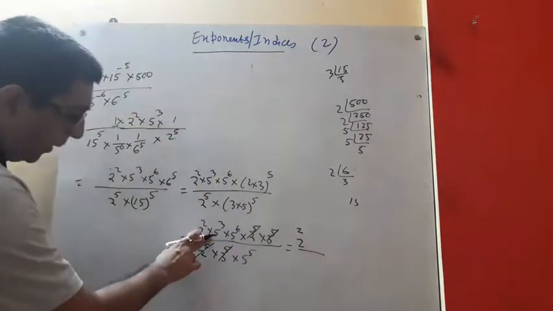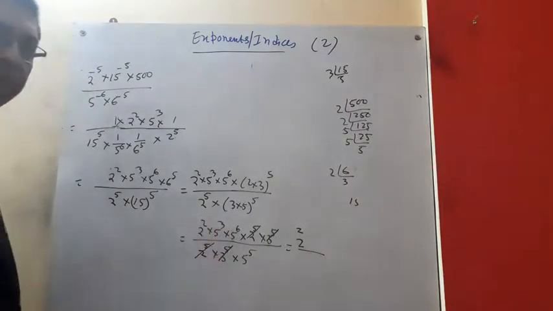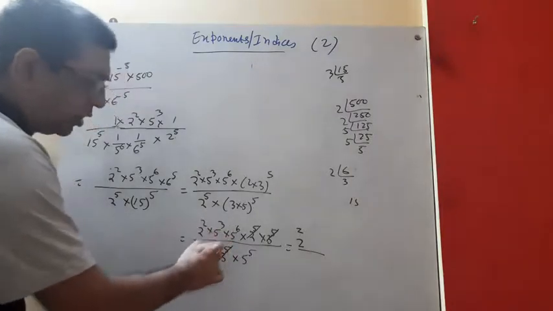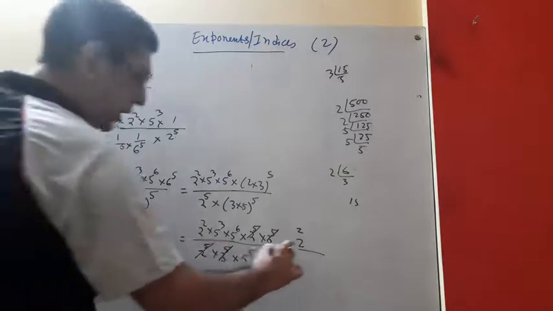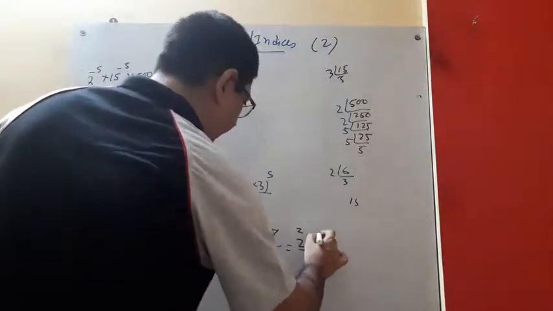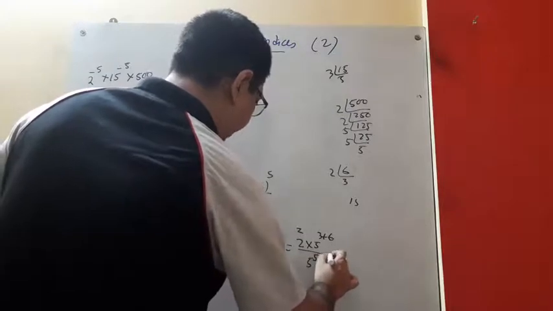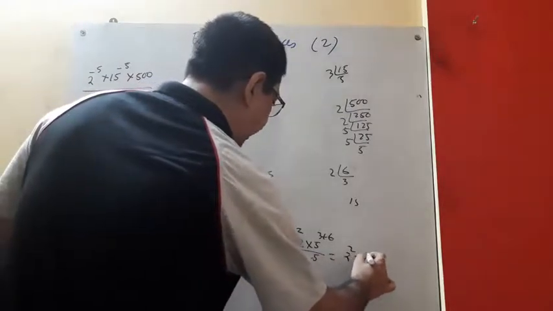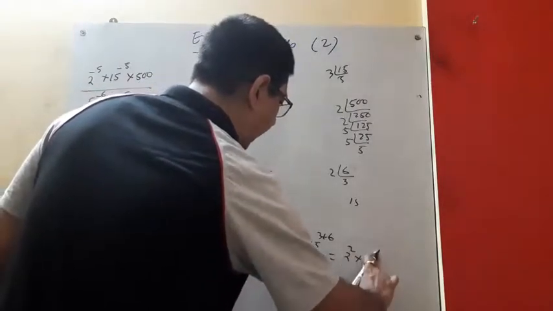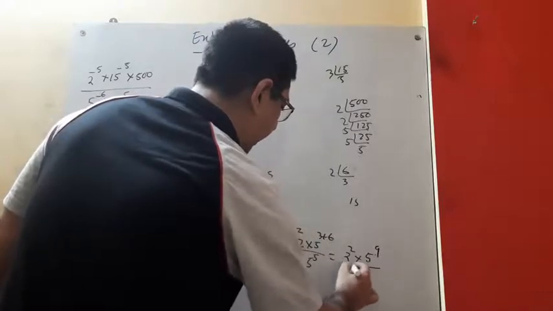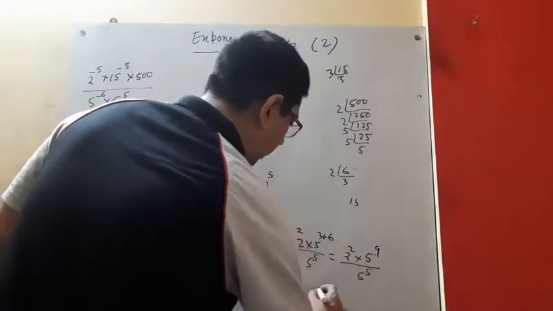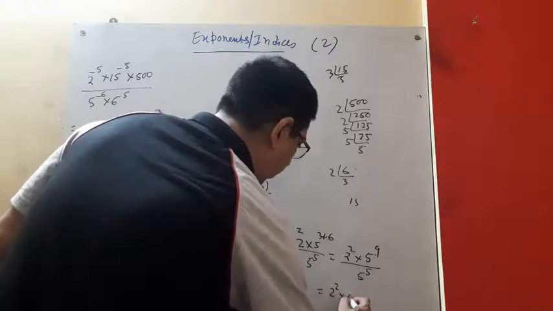Now look, we have 5 to the power 3 into 5 to the power 6. The two bases are equal, so we will write 5 to the power 3 plus 6. And here we will write 5 to the power 5. So this is 2 square into 5 to the power 9, divided by 5 to the power 5.